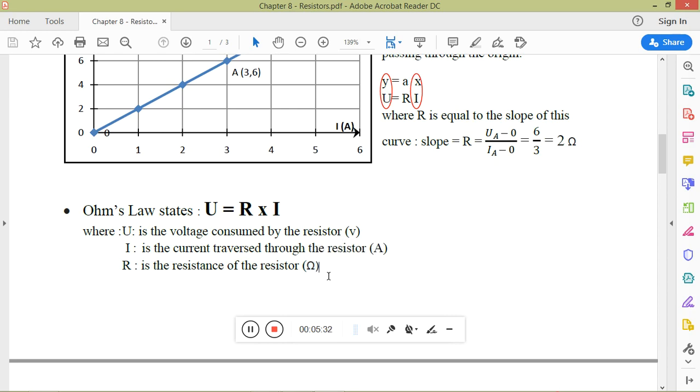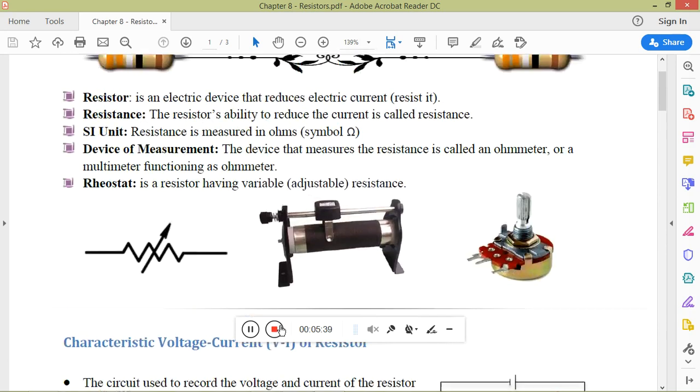This is the first part of explaining the resistor. Please refer to the second part explaining the equivalent resistance.